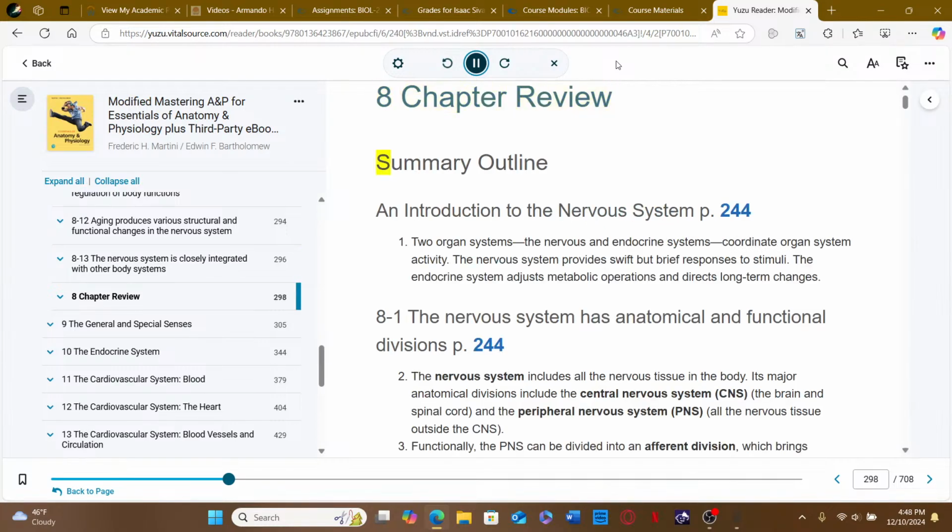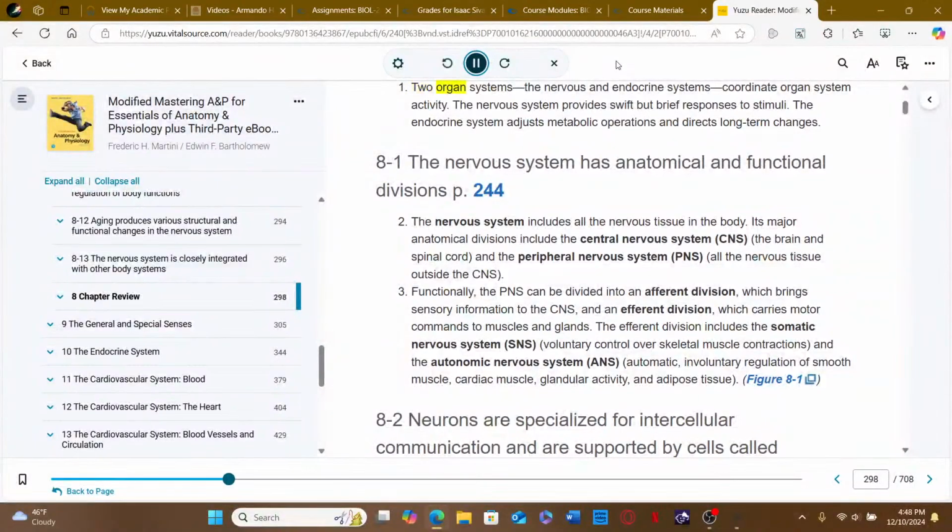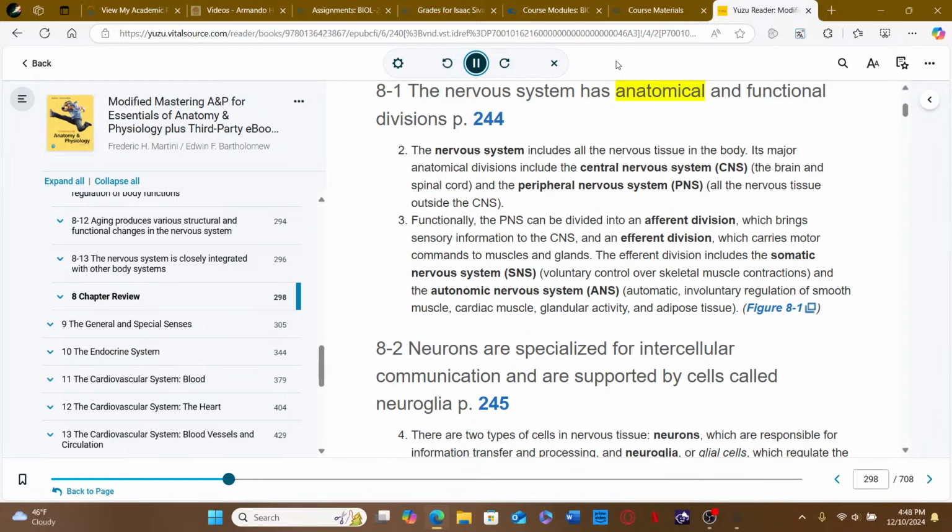Chapter review, summary outline. An introduction to the nervous system. Two organ systems, the nervous and endocrine systems, coordinate organ system activity. The nervous system provides swift but brief responses to stimuli. The endocrine system adjusts metabolic operations and directs long-term changes. The nervous system has anatomical and functional divisions.